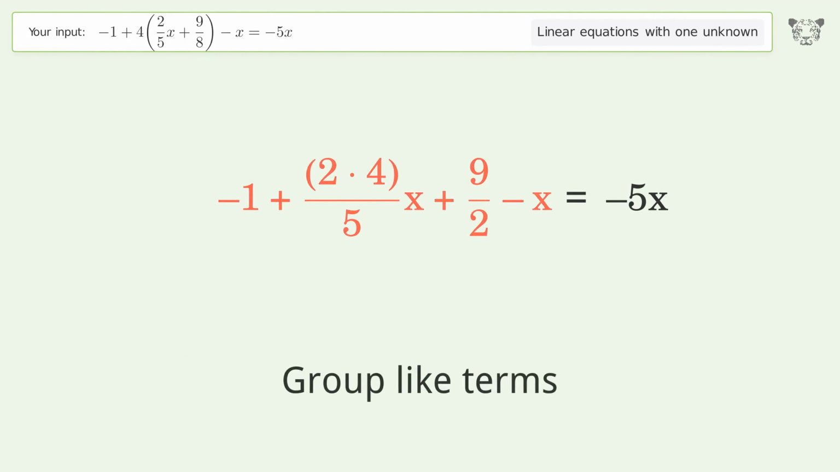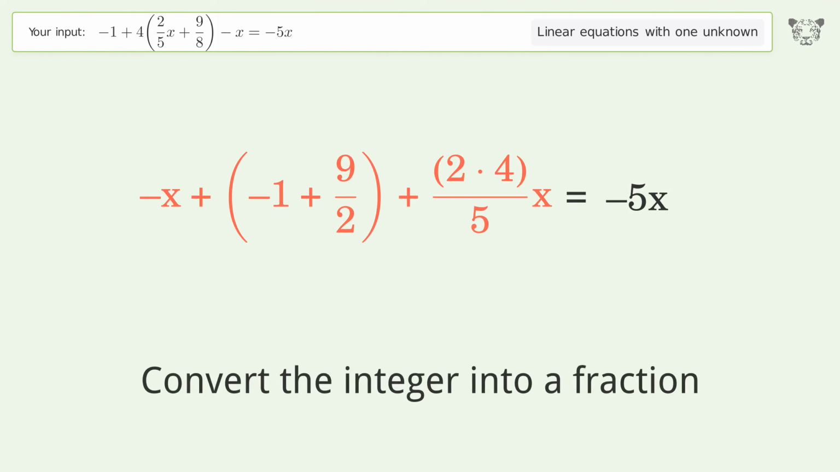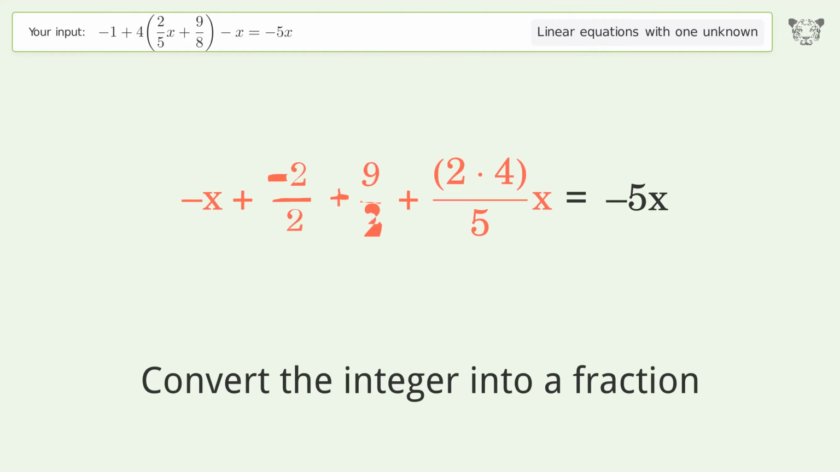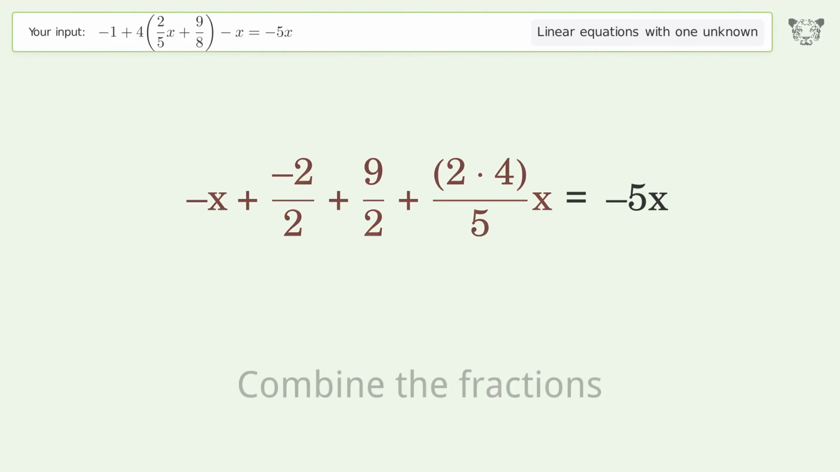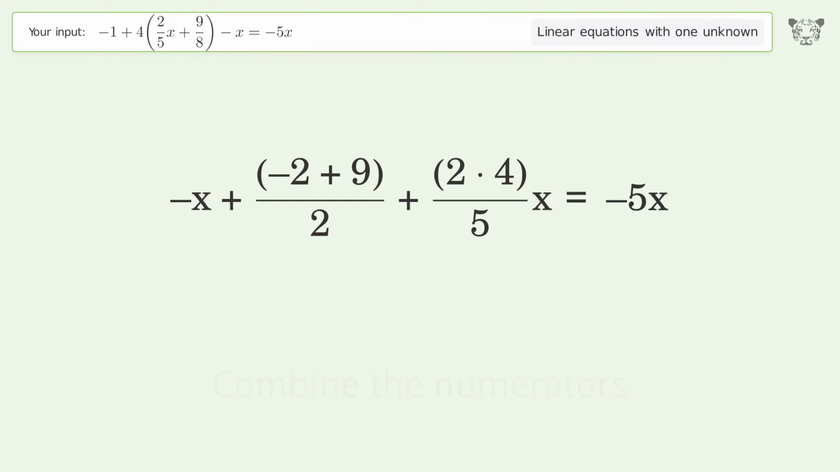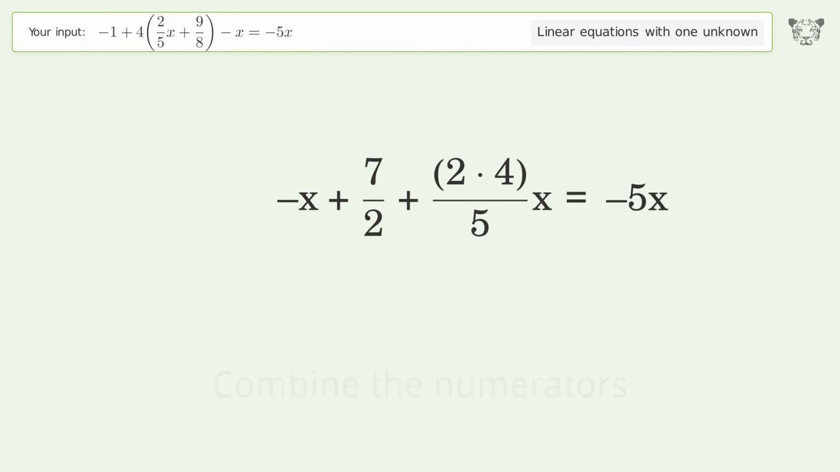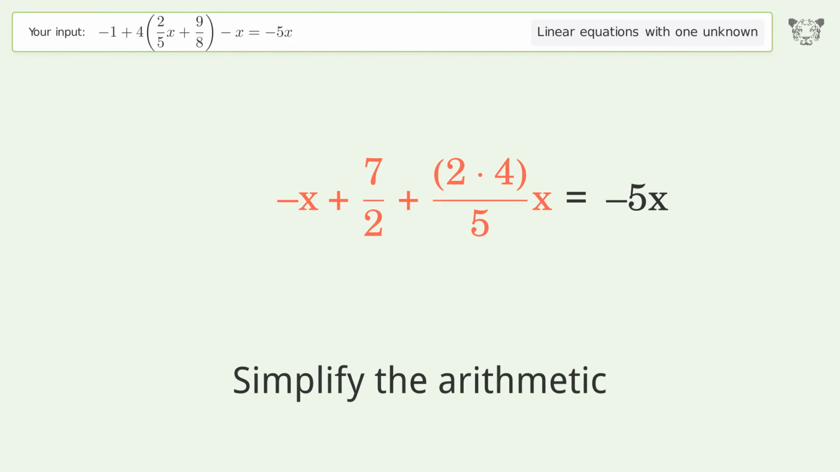Group like terms. Convert the integer into a fraction. Combine the fractions. Combine the numerators. Simplify the arithmetic.